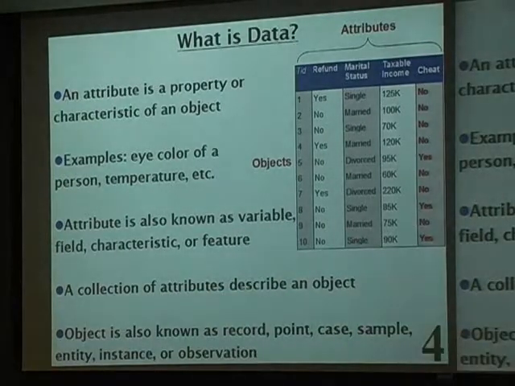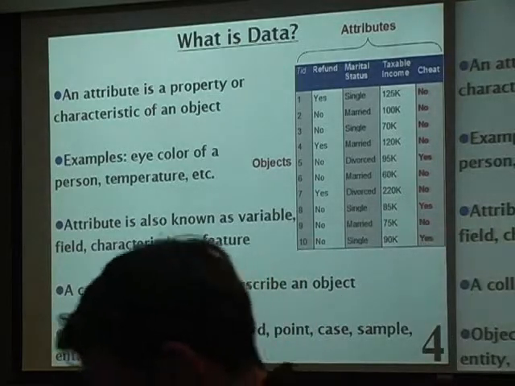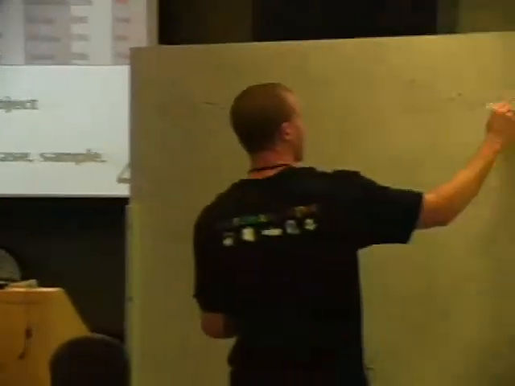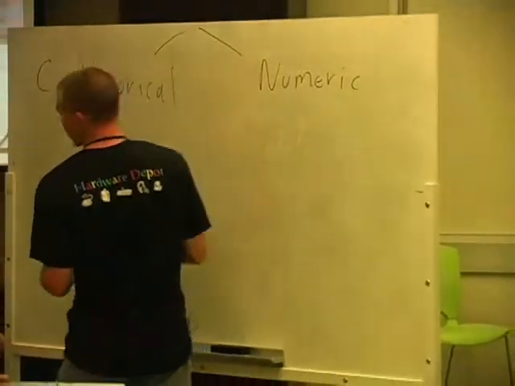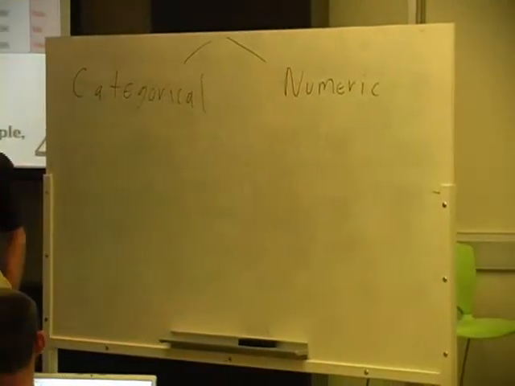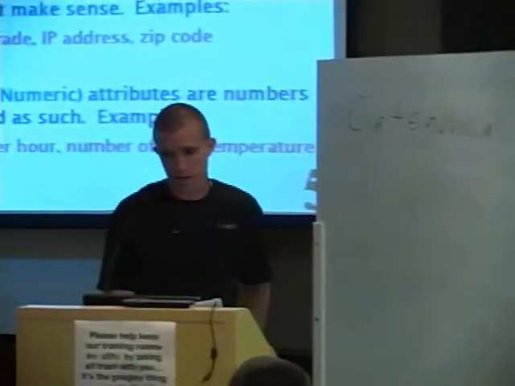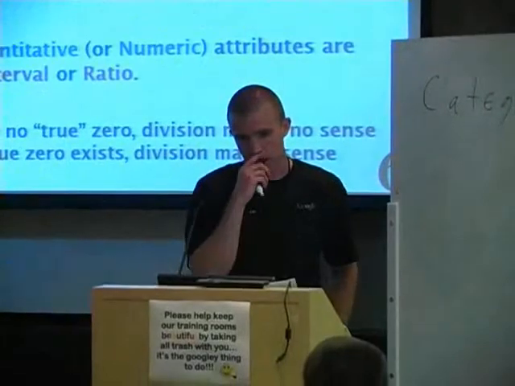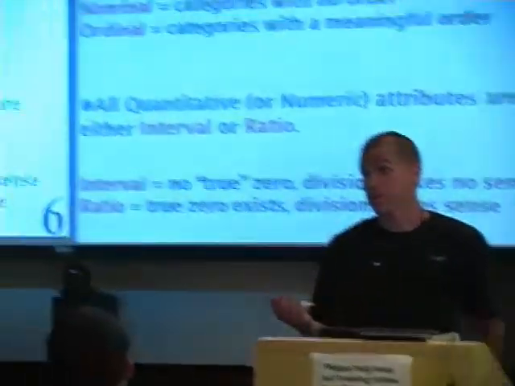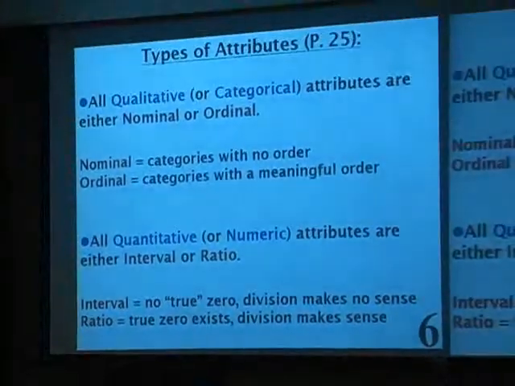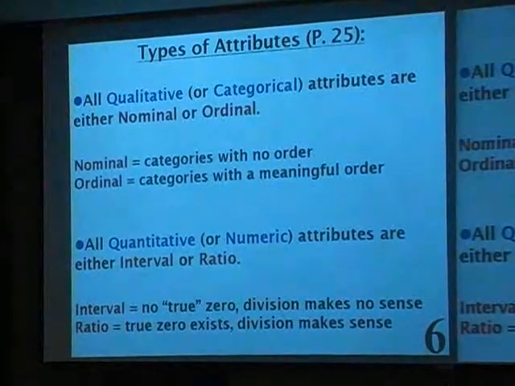So categorical, put over here, and then numeric, I'll put over here. That's the first distinction, right? Every attribute is either categorical or numeric, or as your book calls it, qualitative or quantitative. That's the distinction discussed on page 26. After that, the categorical ones break down into nominal or ordinal, the distinction there being whether or not there's order.